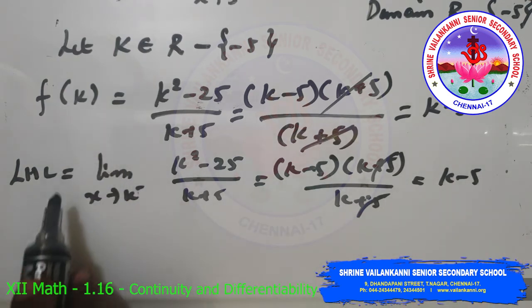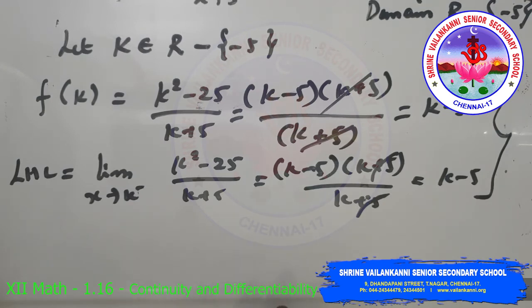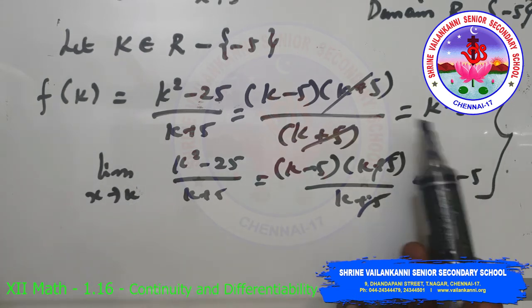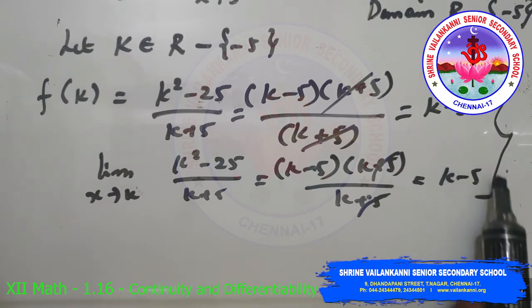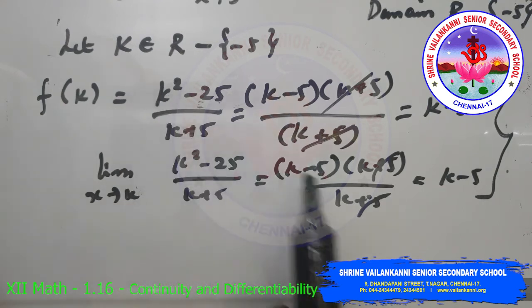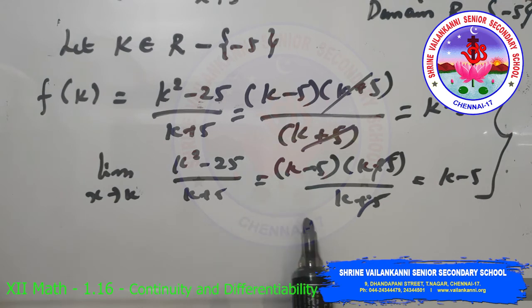Then f of k is equal to the left hand limit, both are the same. So we can say that f of x is continuous at a point k, which is a real number except minus 5. So f of k and the limit as x tends to k both give k minus 5 and k minus 5, which are the same. So f of x is continuous at a point k, which belongs to the real numbers except minus 5.